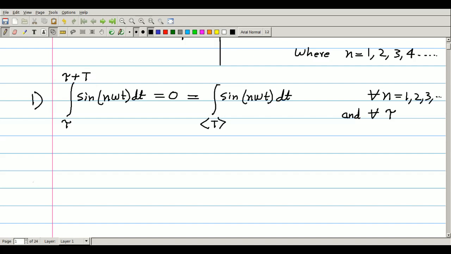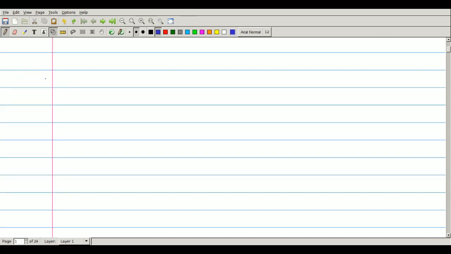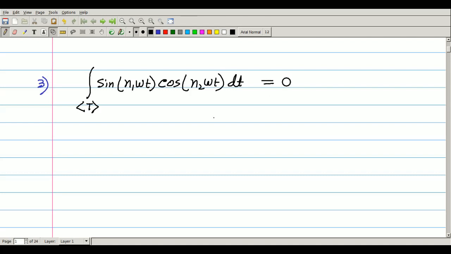Now similarly, integration of cosine n omega t dt over a complete period of capital T will also be equal to 0. Next, consider the product of sine n1 omega t and cosine n2 omega t integrated over a complete period of capital T. The result will be equal to 0.